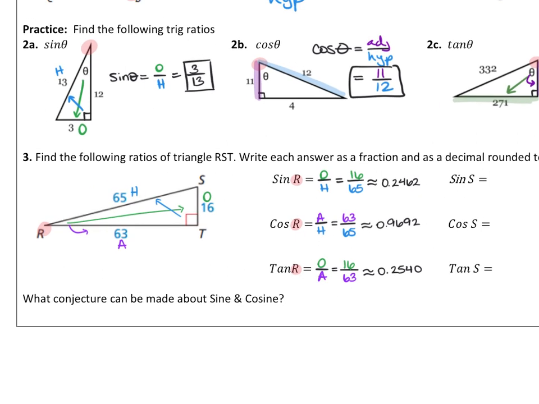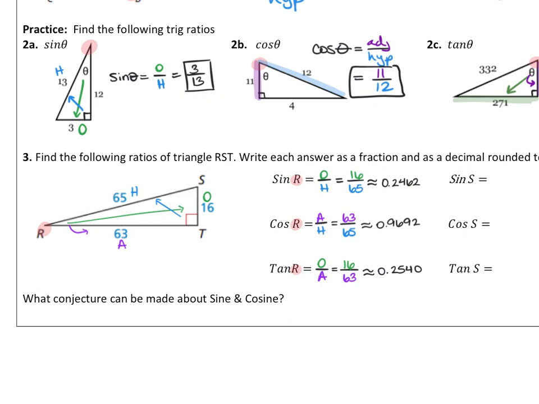So now let's look at a whole big triangle here. In this whole giant triangle, it says find the following ratios for triangle RST. Write each answer as a fraction and as a rounded decimal. So this is where your calculator is going to come in handy. We've done one of them for you.